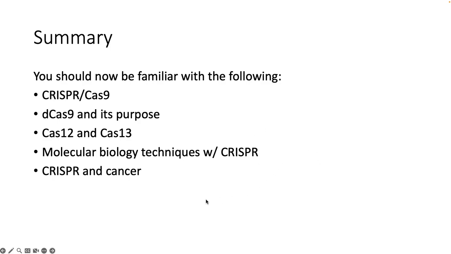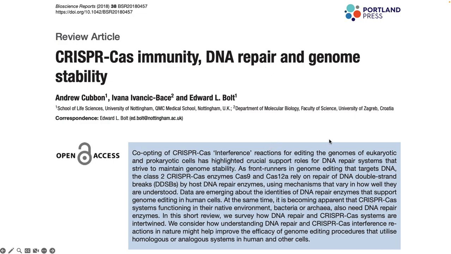So now you should be familiar with what CRISPR-Cas9 is, what dCas9 is, different types of CRISPRs, and different ways we can use CRISPR in molecular biology to help us learn more about CRISPR, but also to help treat diseases like cancer. If you want to learn more about CRISPR, I suggest reading this paper. This is a very good review that goes over the different kinds of CRISPRs, how CRISPR-Cas immunity can be inferred, and how DNA repair and genome stability is affected by CRISPR-Cas.